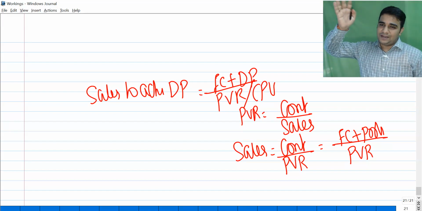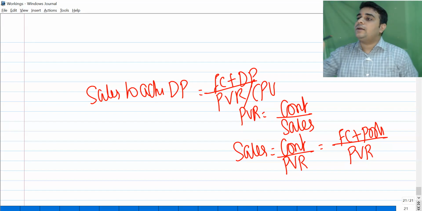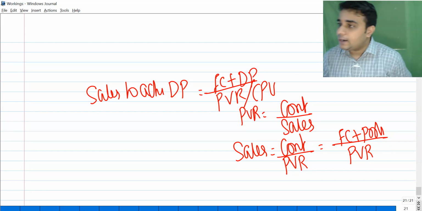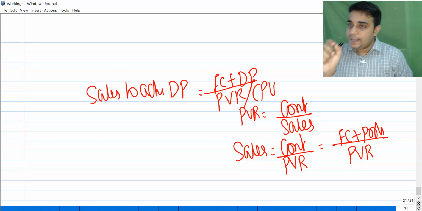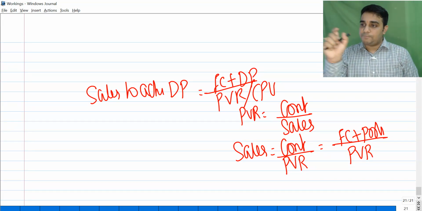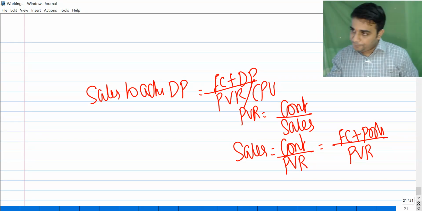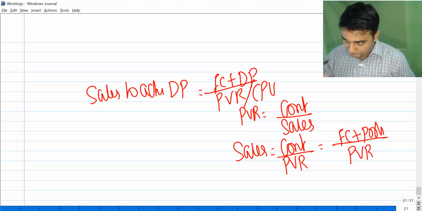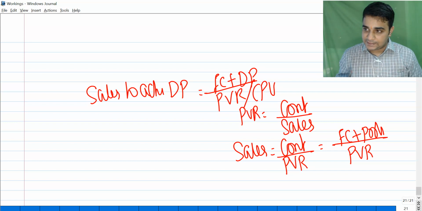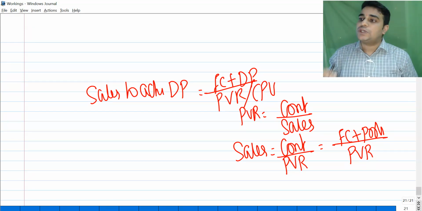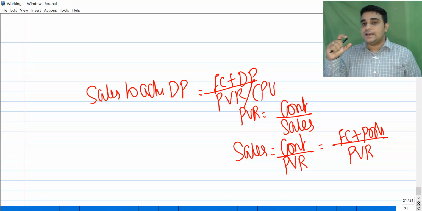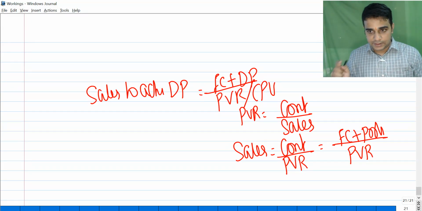Whatever formula I have given till now, in every formula the denominator can be two things, either PVR or contribution. For example, break even point is fixed cost by PVR or contribution per unit. Margin of safety is profit by PVR or contribution per unit. If you divide by PVR, you get the answer in rupees. If you divide by contribution per unit, you get the answer in units. Clear? Any doubts on this?